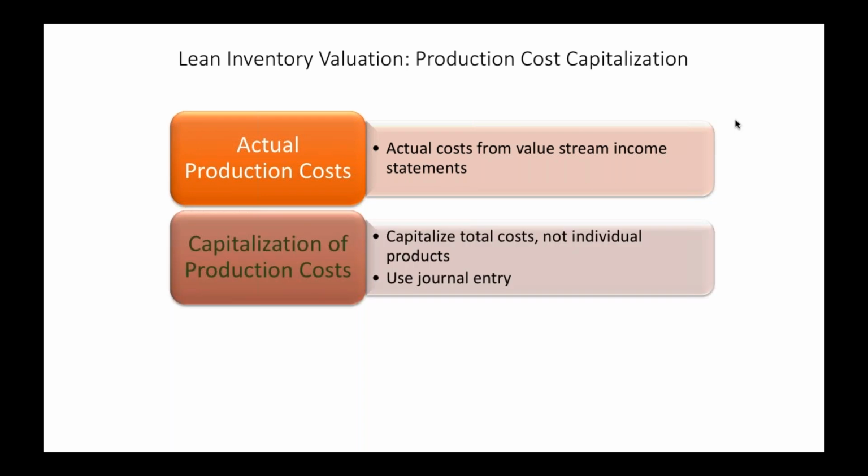The capitalization of these production costs is done at a macro level using a journal entry. So we're not going to calculate labor and overhead, as we say in standard costing terminology, for every individual part. We're just going to say, here's our finished goods material value, and here is a lump sum of production costs that are capitalized based on the material cost value. This can be done using a journal entry, and it is very simple and easy to do.